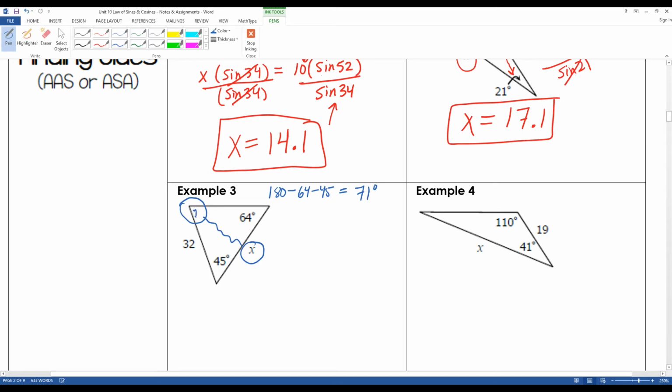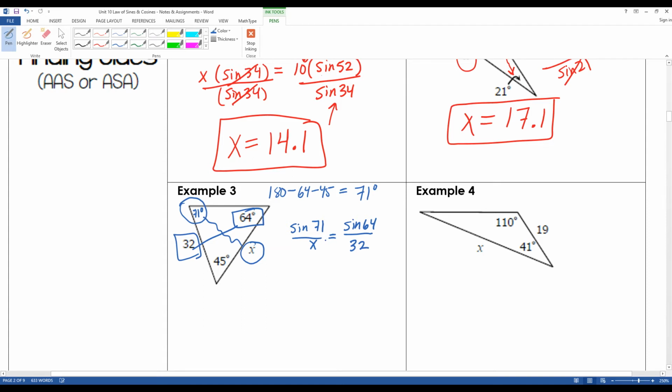So this is 71 degrees. All right, so now I can set that up. Sine of 71 over x. Now, do I have another? I have this side right here, 32. Do I have the angle that matches with it? Yes, I do. So I'll just set that up with the sine of 64 over 32.